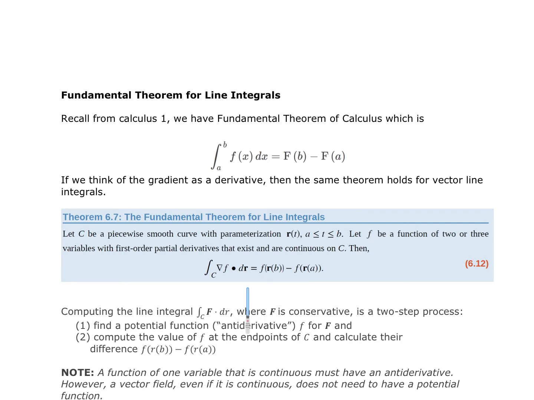Basically, the gist of this, which is really nice, is that we can now calculate many line integrals. As long as we have a potential function, we can calculate the line integral by evaluating the potential function at the endpoints and then just subtracting the two. So that's really kind of nice. So computing the line integral, if f is conservative, is a two-step process: find the potential function or the antiderivative, compute the values of f at the endpoints of c, and calculate their difference. Bam. That's kind of nice.